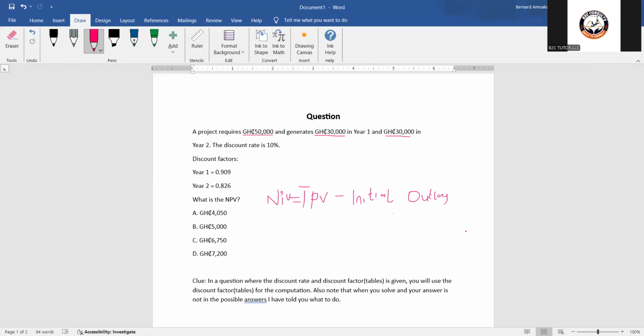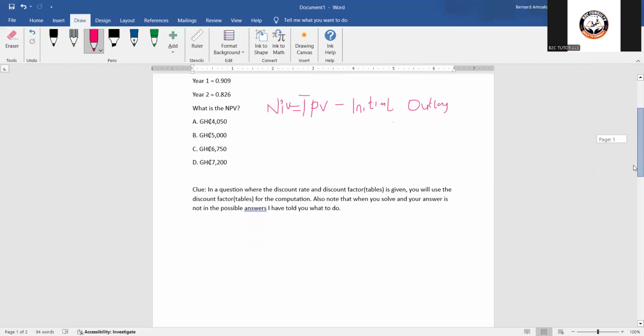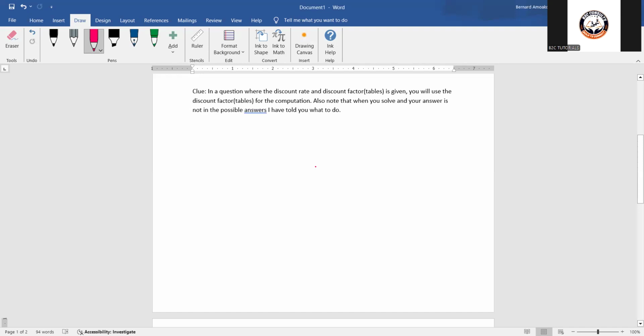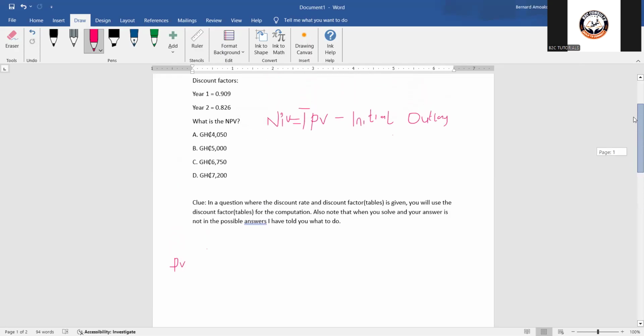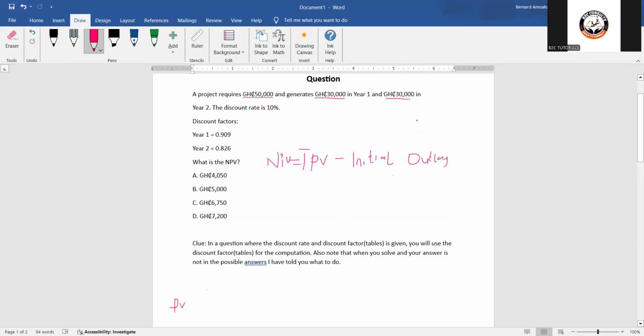Now, there is a question that asks, what is the difference between discount factor and discount rate? To find NPV, we need to find present value. It means that the inflow of 30,000 for year 1 and the inflow of 30,000 for year 2 are all future values. So we need to use them to find the present values.